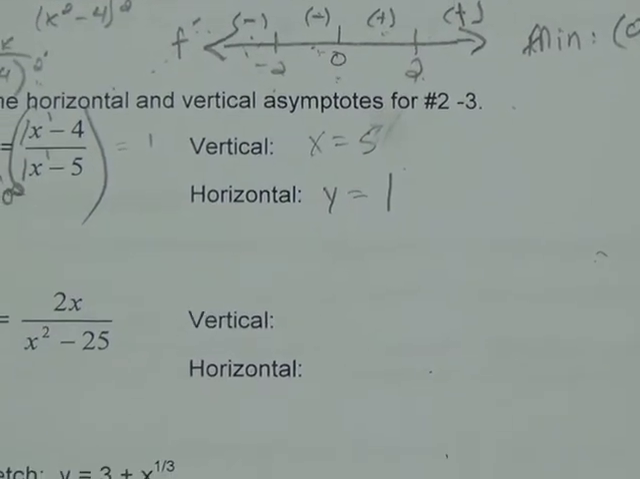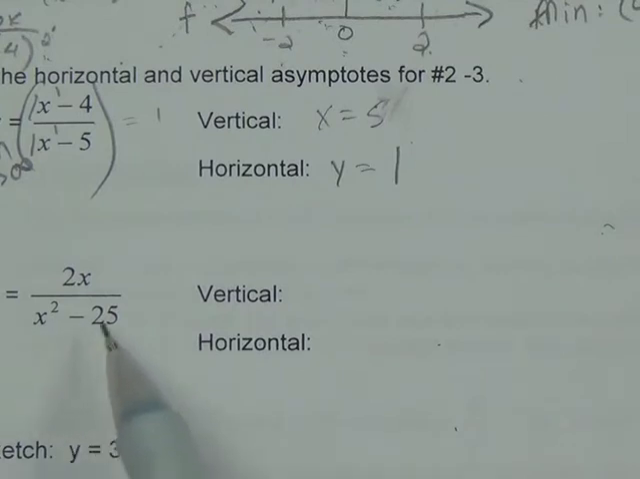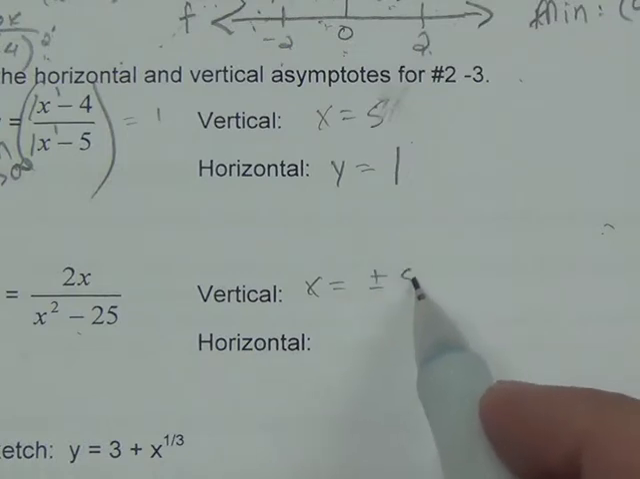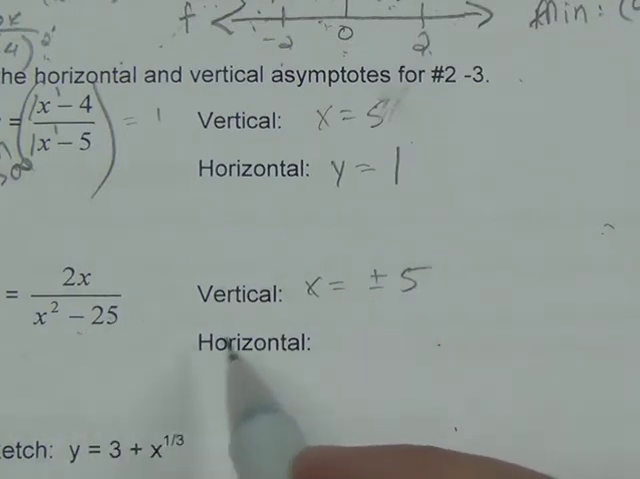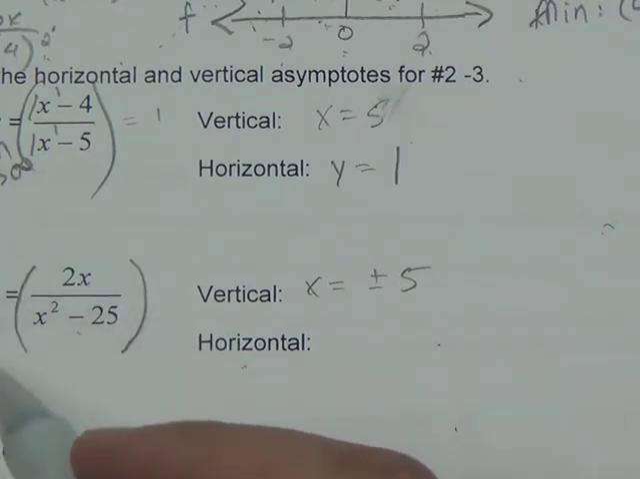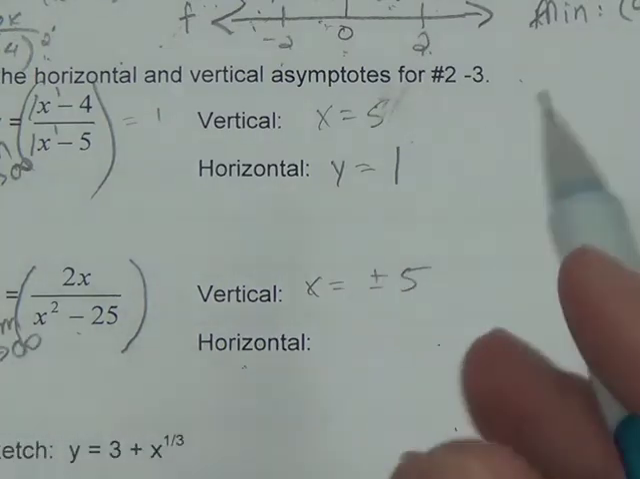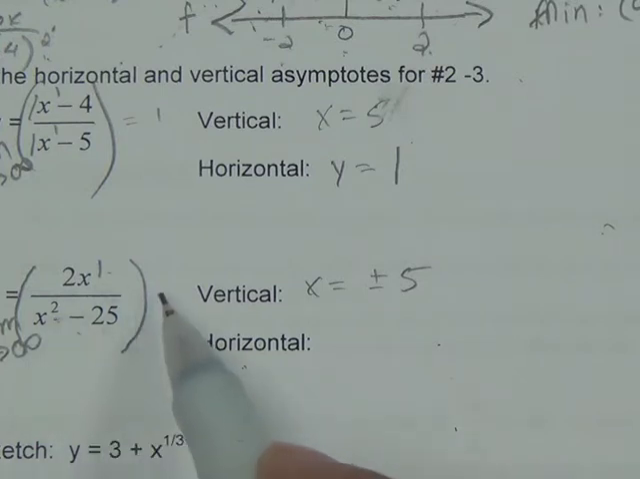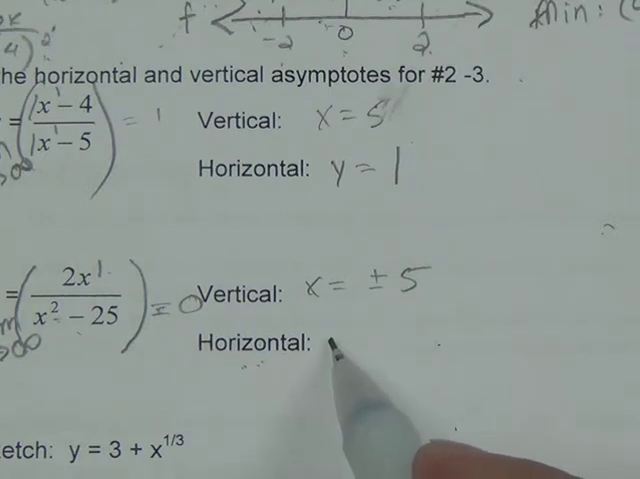Okay. Second one, x squared minus 25. Your excluded values here are positive and negative 5, so our vertical asymptotes are positive and negative 5. Horizontal asymptote we find by taking the limit of our function as x approaches infinity. So this function, you have a degree of 1 on top, a degree of 2 on the bottom. The bigger degree is on the bottom, which means your limit would give you 0. So that means our horizontal asymptote is y equals 0.